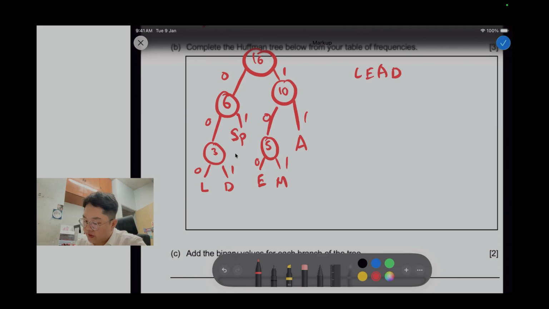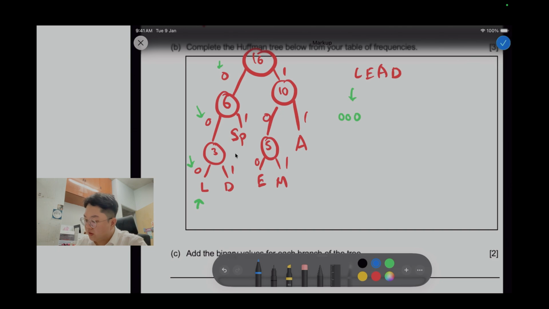Now L is just right here. I'm going to change the color a little bit so that we can see here. L is starting from this direction. So L is in this position, so we can start going from the root where here is 0, and then moving towards here, 0 as well, moving towards here. L has the binary encoding of 0, 0, 0.